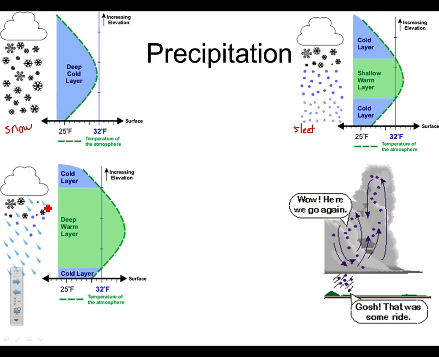This one down here you see is a little bit different. Same idea, cold at the surface, cold at the top, but now the warm layer is really deep. So what happens is, again, it starts off usually as snow, but then it's going to melt into rain in this warm layer. It gets cold at the surface, but it's not thick enough to freeze in the air. So this rain is going to hit the ground, but the ground is going to be really cold, and it's going to freeze into a layer of ice when it hits the ground. So we call that freezing rain.